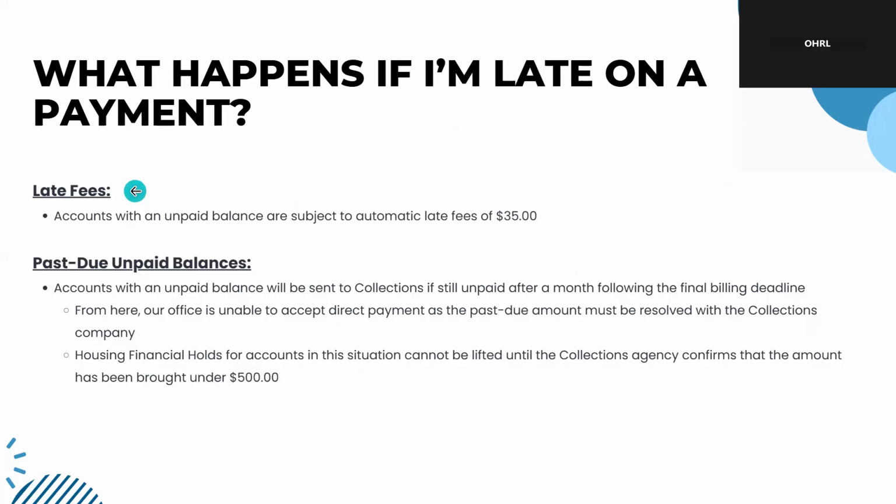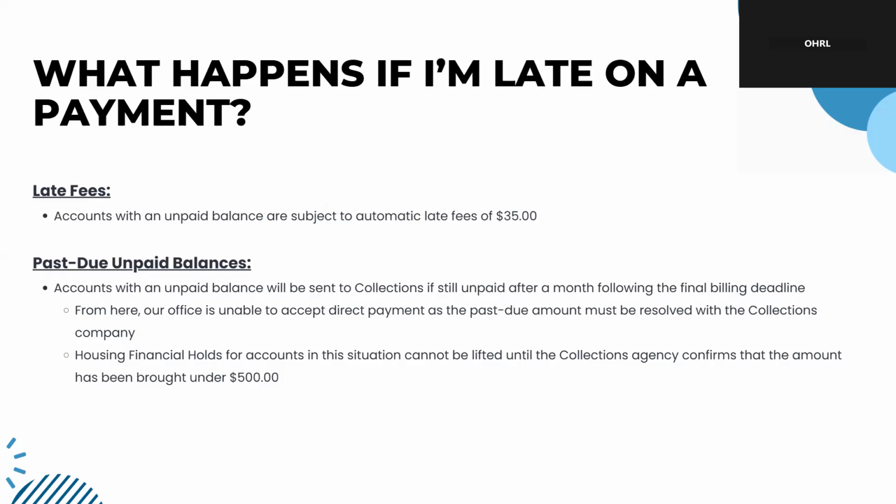Now, let's say you are late on a payment. Well, you might get an automatic late fee. Accounts with an unpaid balance are subject to automatic late fees of $35. Those are put on by the system, usually, I think it's a set few weeks after the payment deadline. So I cannot stress again just how important it is to be timely with your housing payments.